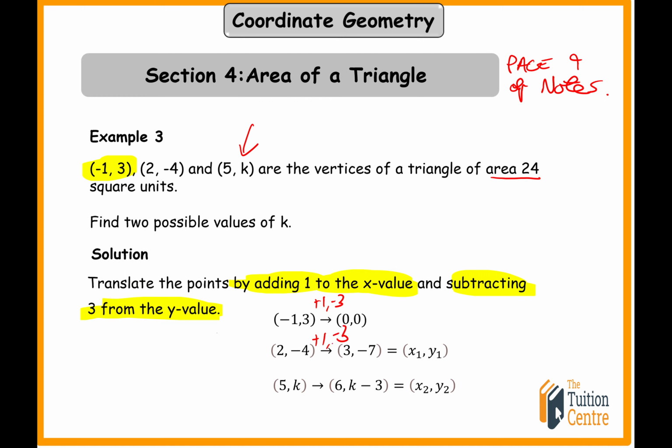I'm doing the exact same for the second point. I'm adding 1 to the x coordinate, that'll bring me to 3. I'm subtracting 3 from the y coordinate, that'll bring me to -7. And that is going to be my x1, y1 in my formula in a moment. And then the last point, again, I'm adding 1 to the x, I'm taking 3 from the y. When I add 1 to 5, I get 6, no problem. And when I take 3 from k, I get k - 3. That's not too difficult, but it's something we're just not quite as used to. And that's going to be my x2, y2.